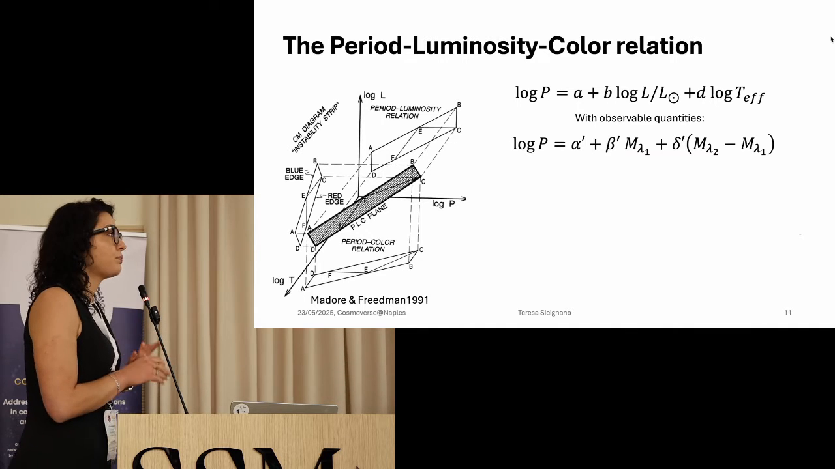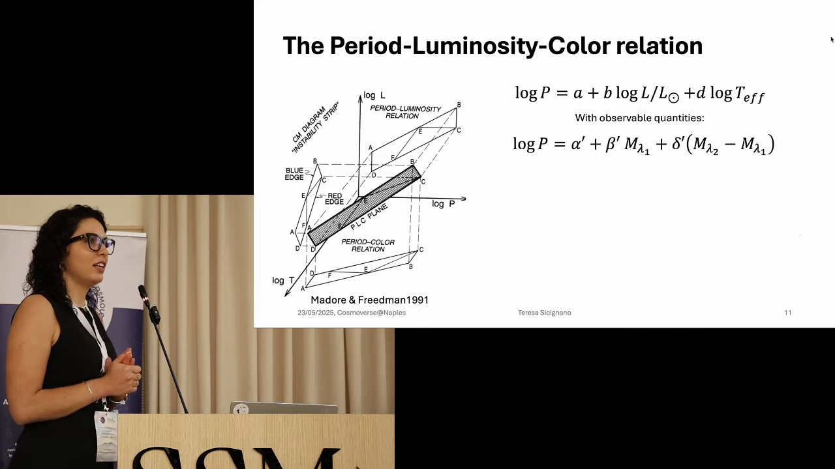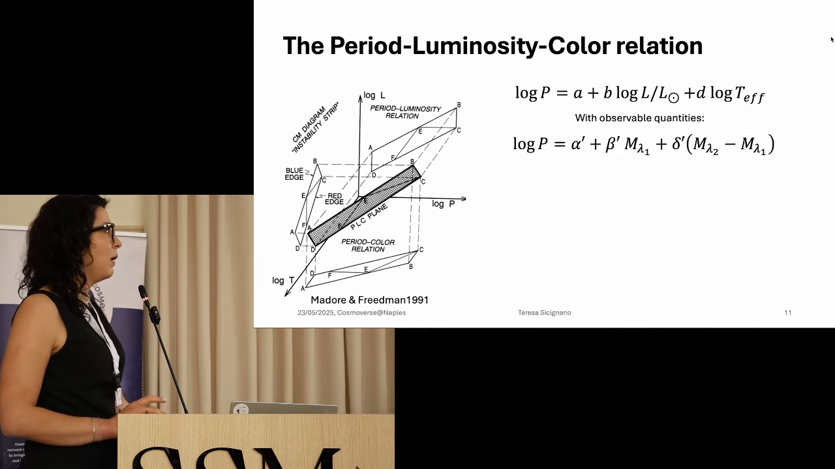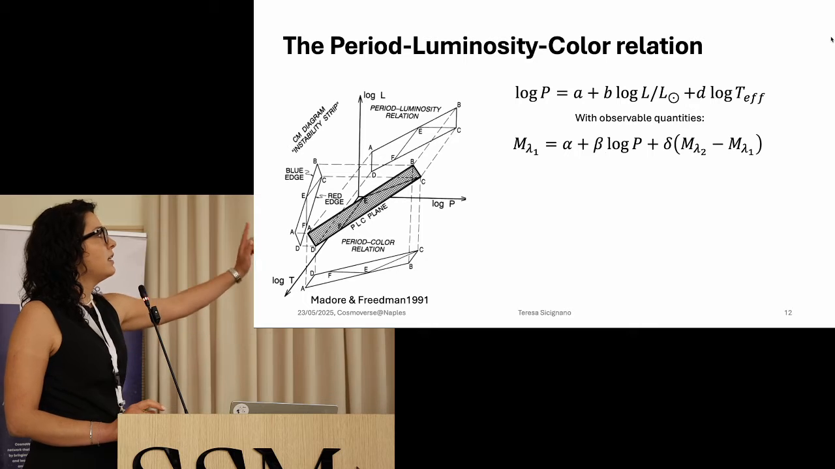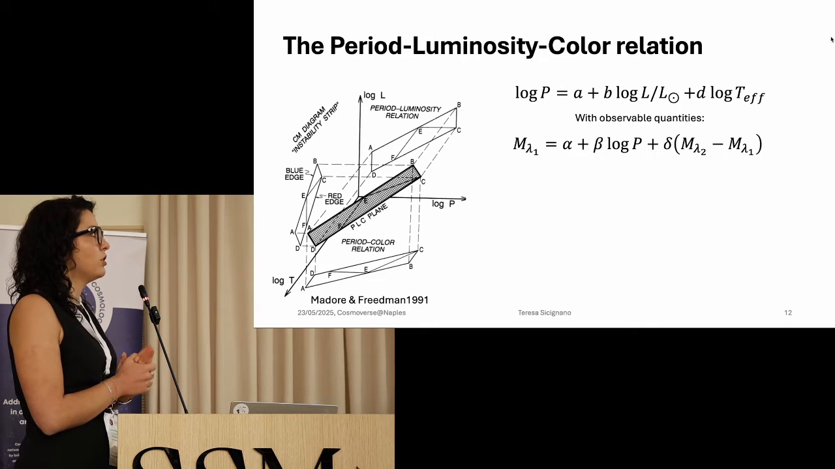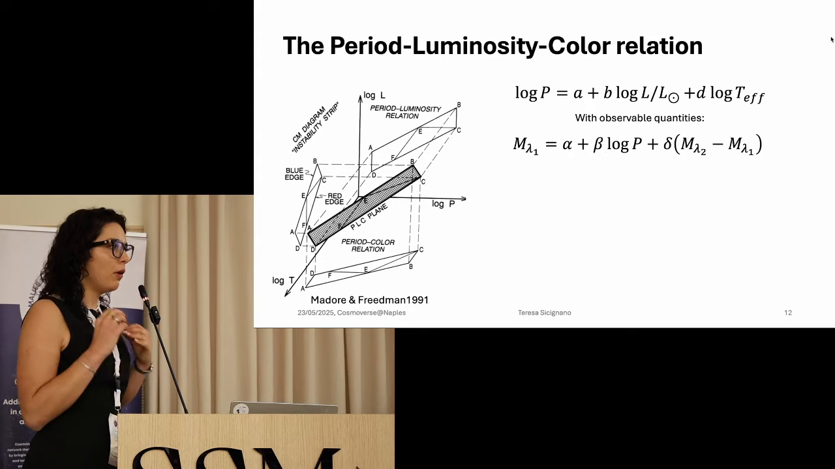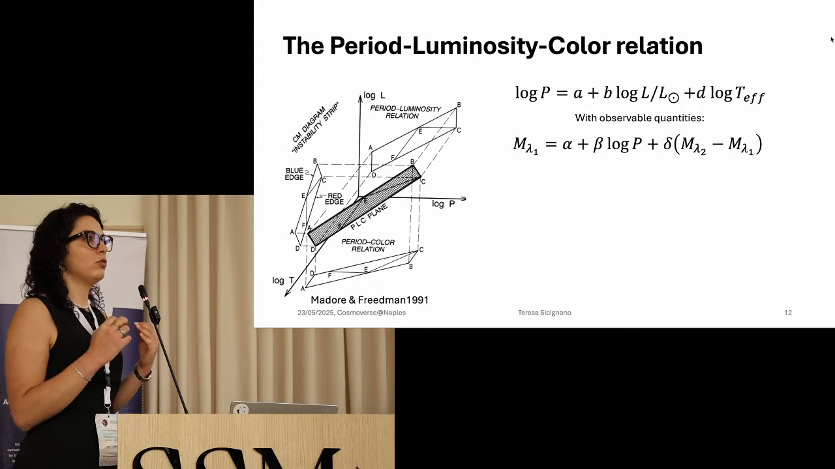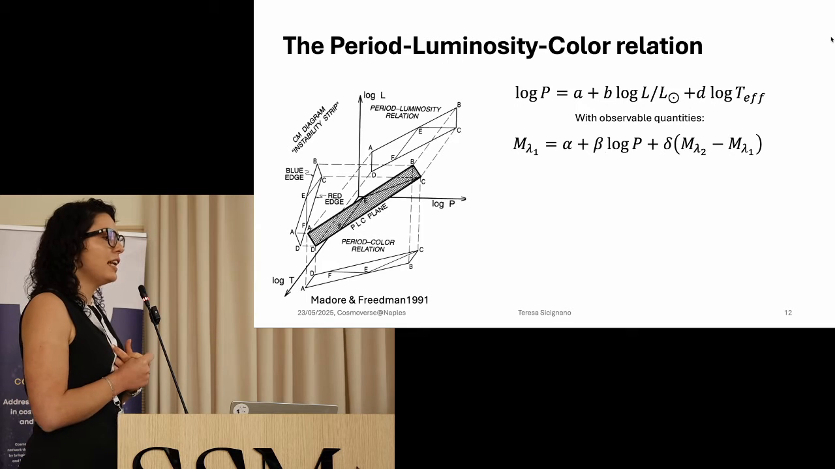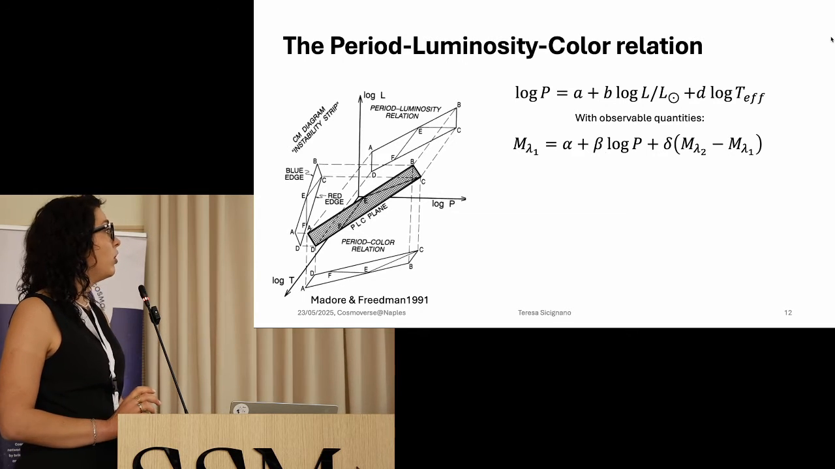But you can also notice here that I'm not using the gamma term in this equation, and you will discover later why. This is the form in which we astronomers nowadays use the period luminosity color relation, where alpha is the zero point, the one that we need to calibrate to start the extragalactic distance scale, beta is the slope of the relation, and delta is the coefficient of the color.